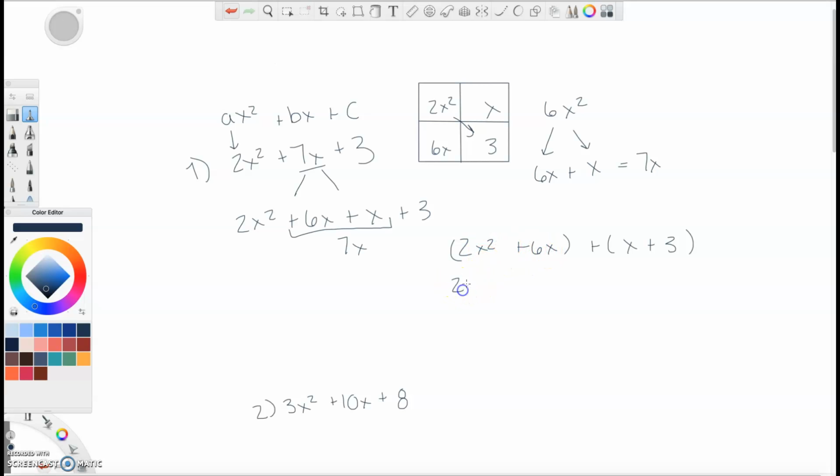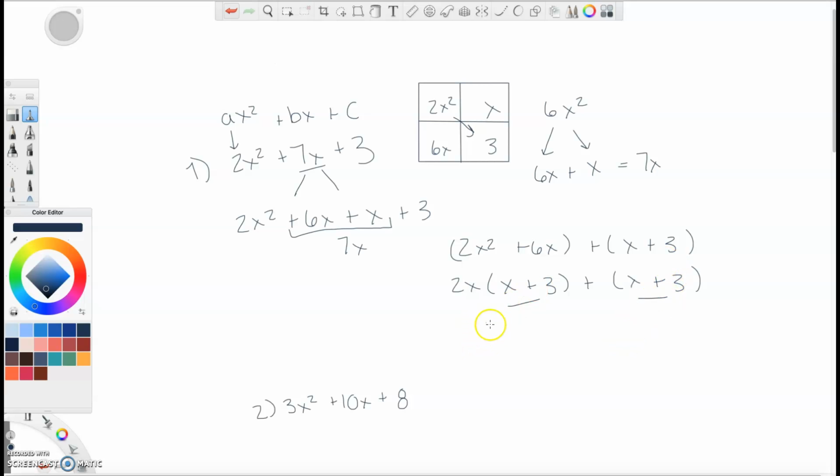That leaves me with 2x times x plus 3 plus x plus 3. All right, now this is what you're looking for here. You're looking for when you pull a variable or a number out of this term here, or that term, depending on which one. You might have to do both. You're looking for these two terms to match. So this matches with this.